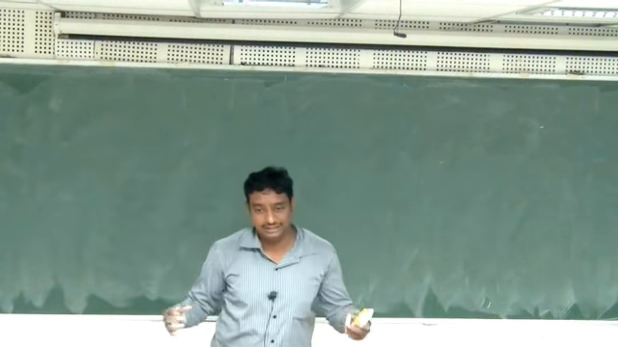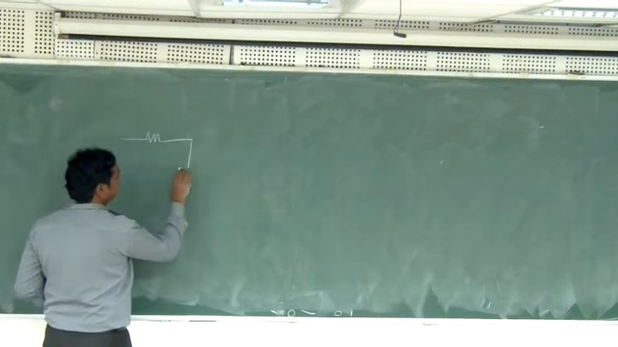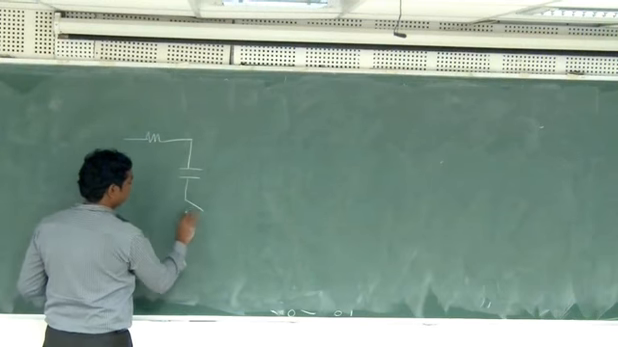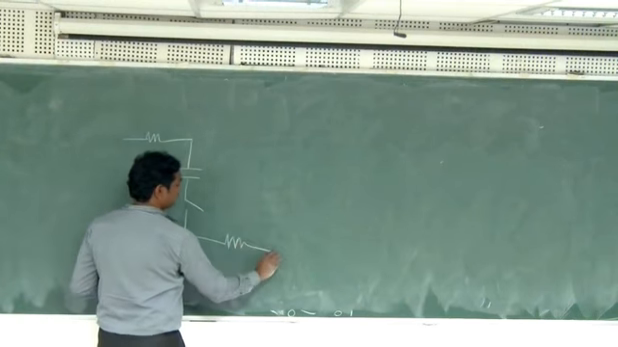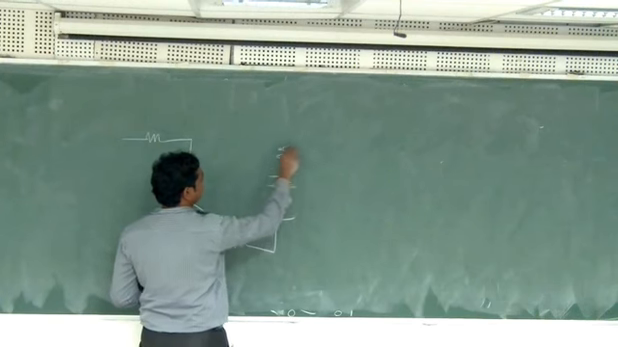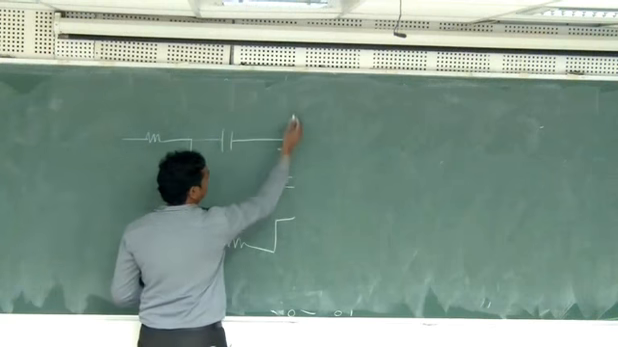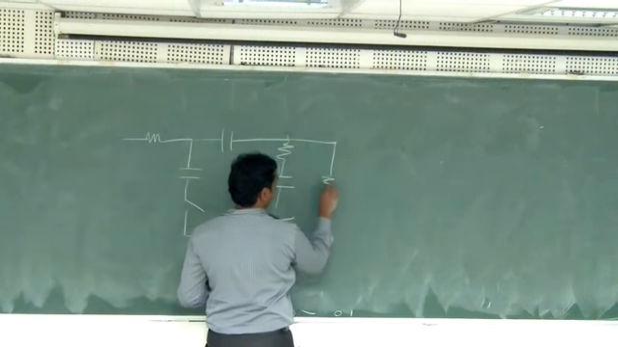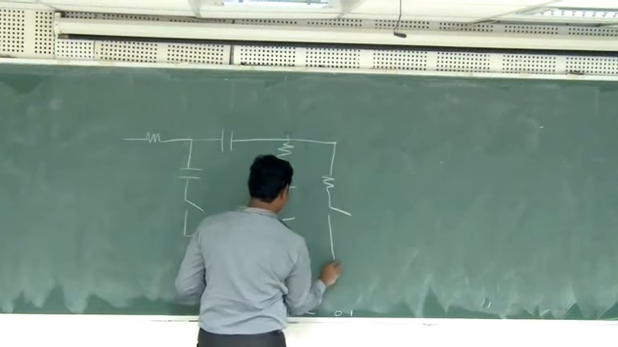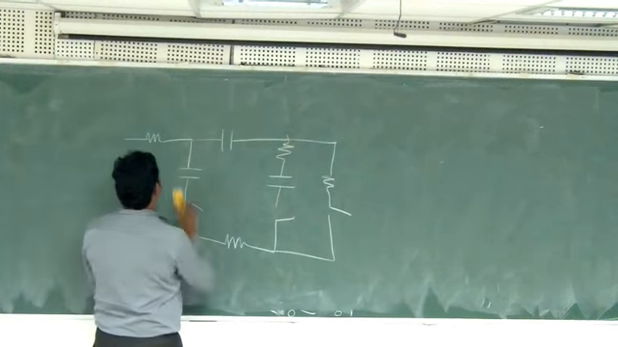Just to extend the discussion to another level, if I give you a big circuit like this, something like this, how many switches are there? We'll put one more switch here.